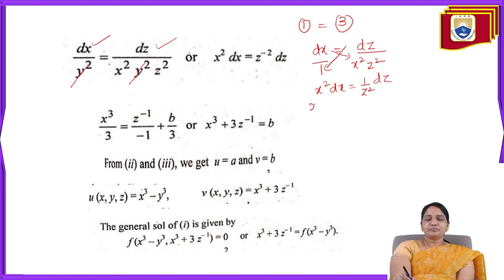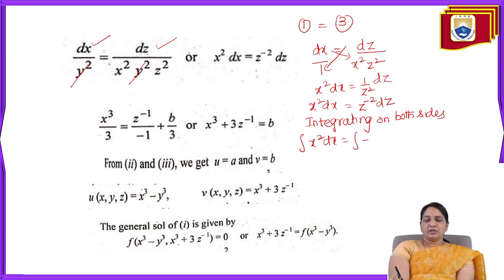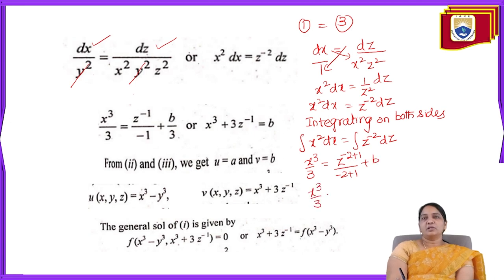So now I can do the integration because this is in a reciprocal form. So basically, x square dx equal to z power minus 2 dz. Now, integrating on both sides. So, integral x square dx equal to integral z power minus 2 dz. So, integral x square is x cube by 3 equal to z power minus 2 plus 1 by minus 2 plus 1, plus some constant. So, here this value is x cube by 3 equal to z power minus 1 by minus 1 plus b. So, x cube by 3 plus 1 by z equal to some constant. So, here this is our second solution.